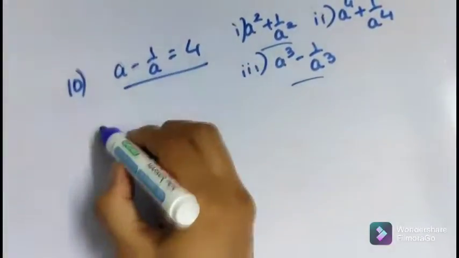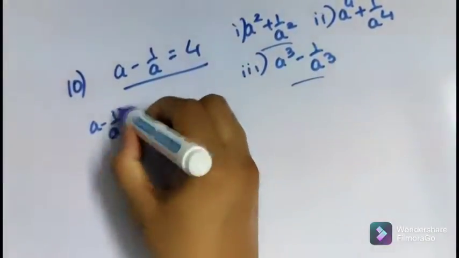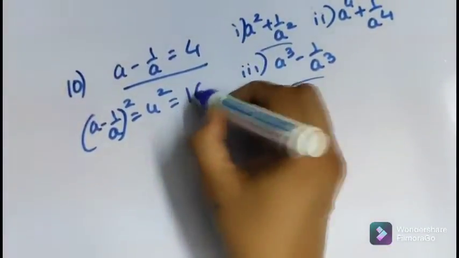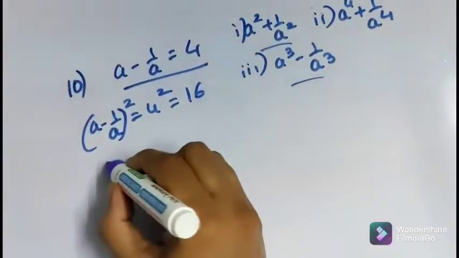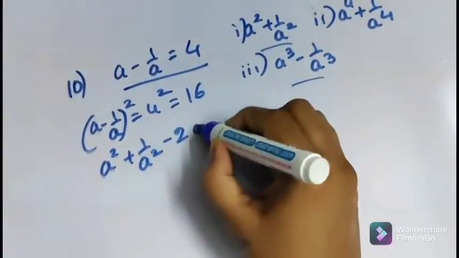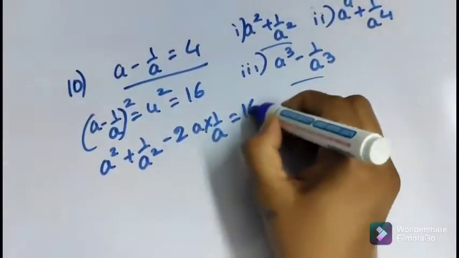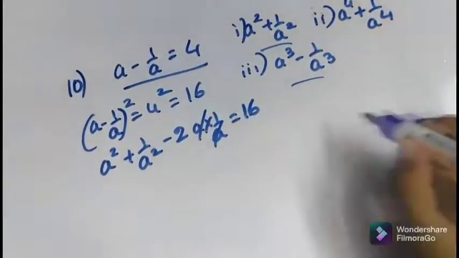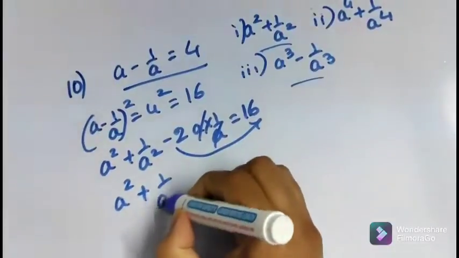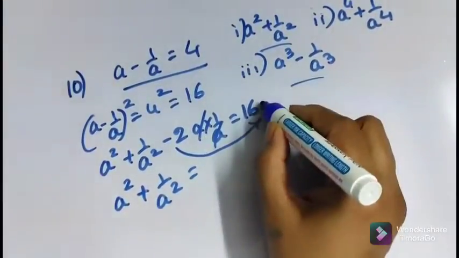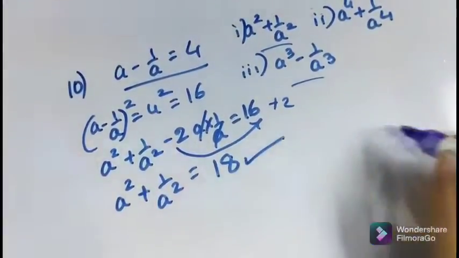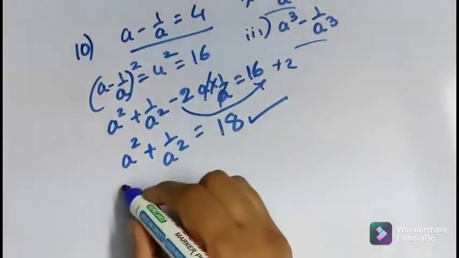So let's square this equation. a minus 1 by a whole square is equal to 4 square, which is nothing but 16. So a minus 1 by a whole square, if we expand, a square plus 1 by a square minus 2a into 1 by a is equal to 16. a gets cancelled here, so we'll shift this minus 2 here. So what do we have for the value of a square plus 1 by a square? It goes there, it becomes plus 2. We get the answer as 18. First part is over. For the second part we will do it later.